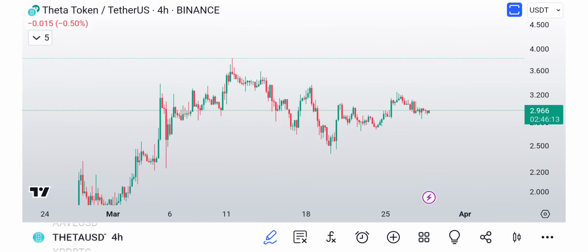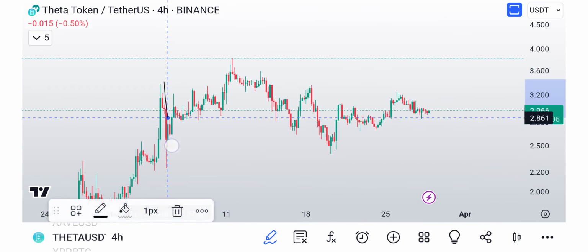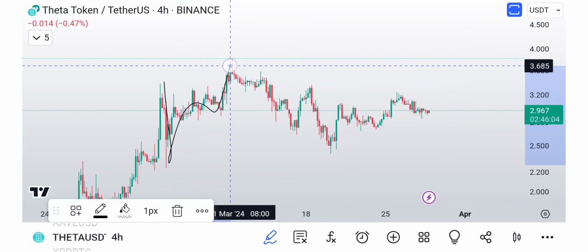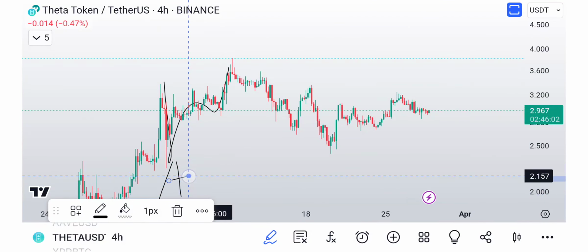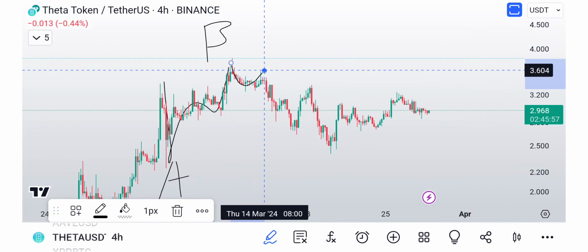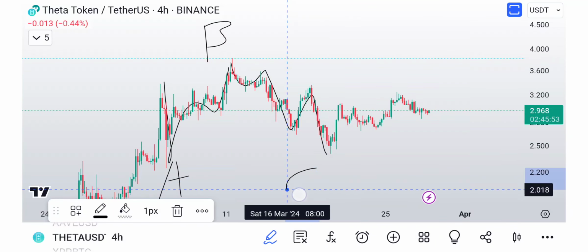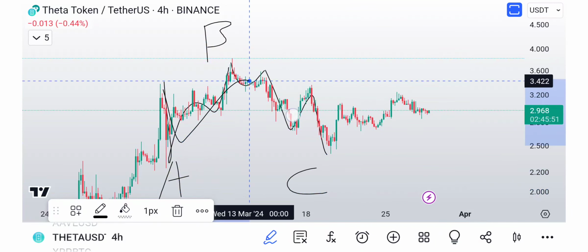Let's get right into it with a few ideas. So basically, the idea that we've had since back over here is saying this is an A. We have 3 up for B. So A, B, and then we have 1, 2, 3, 4, 5. So that would be wave C, and this would be a flat.